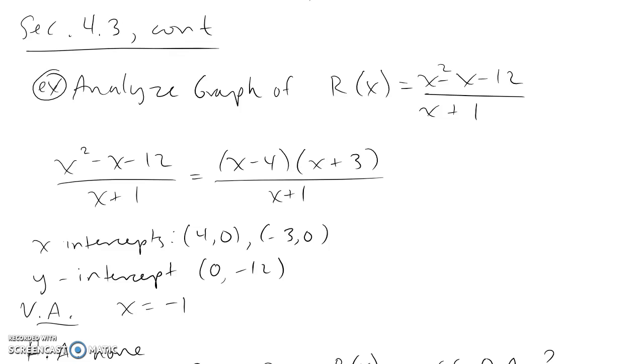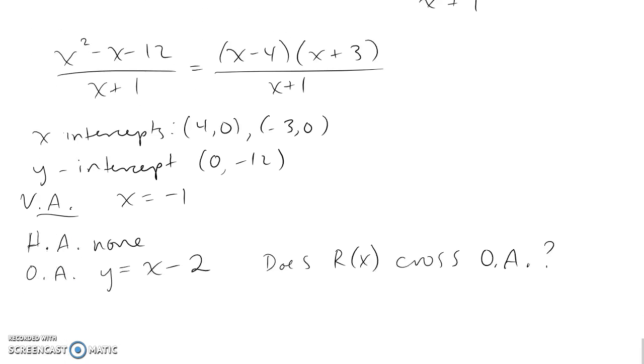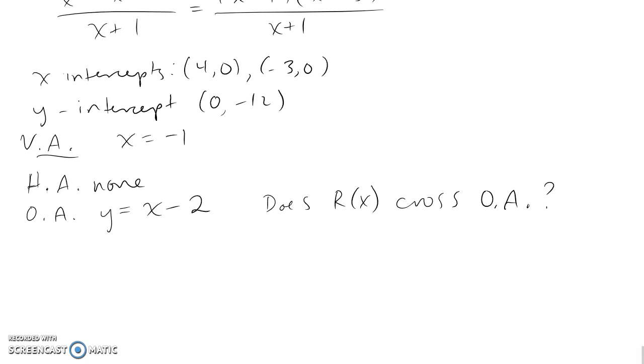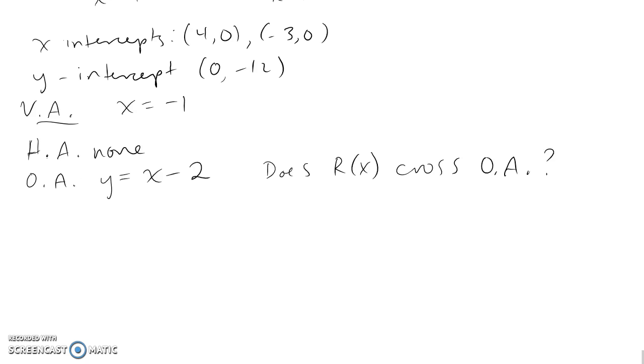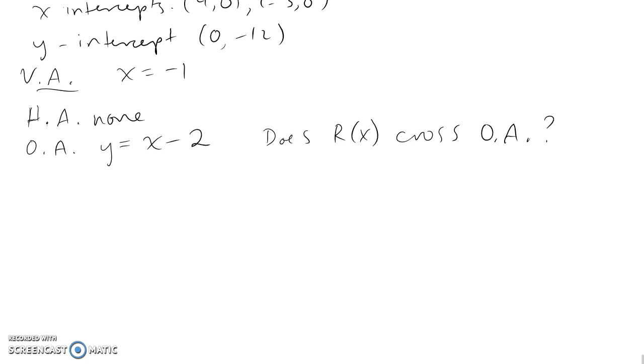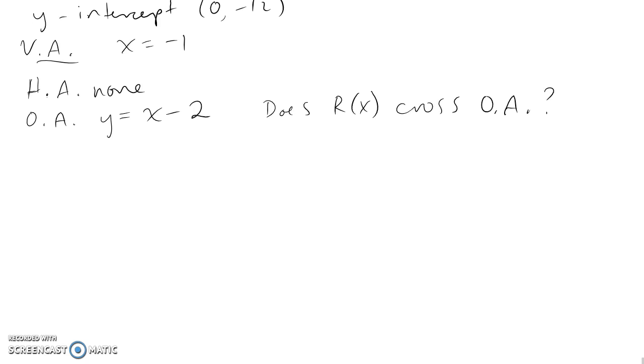I wanted to show you one more example of analyzing a graph of a rational function that has an oblique asymptote, and how we can look at whether or not the function crosses that oblique asymptote. So I have this function r of x is equal to x squared minus x minus 12 over x plus 1. I've factored it, looked for the x-intercepts, the y-intercept, the vertical asymptote, the horizontal asymptote, and the oblique asymptote.